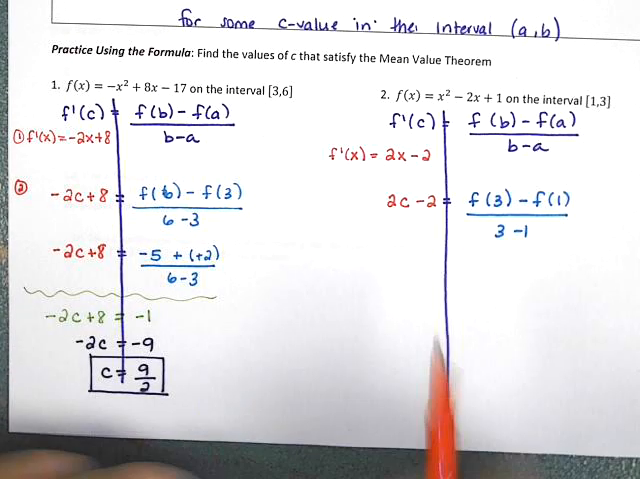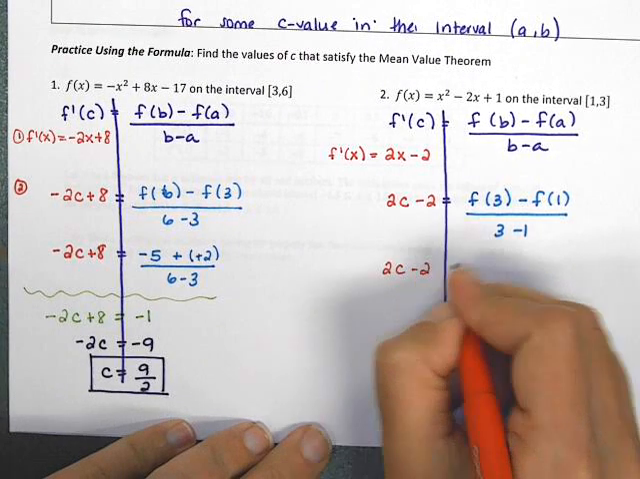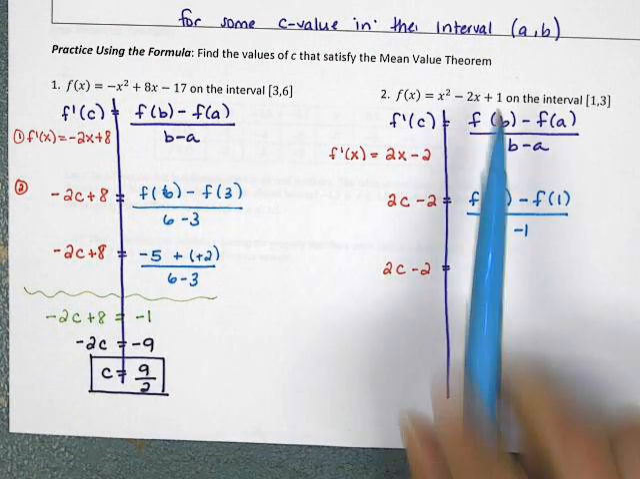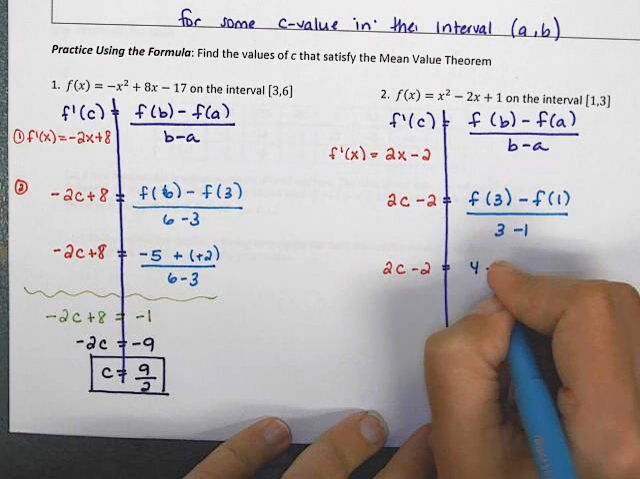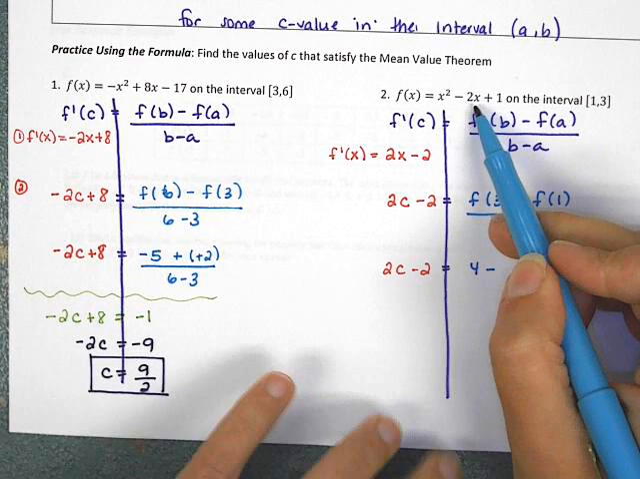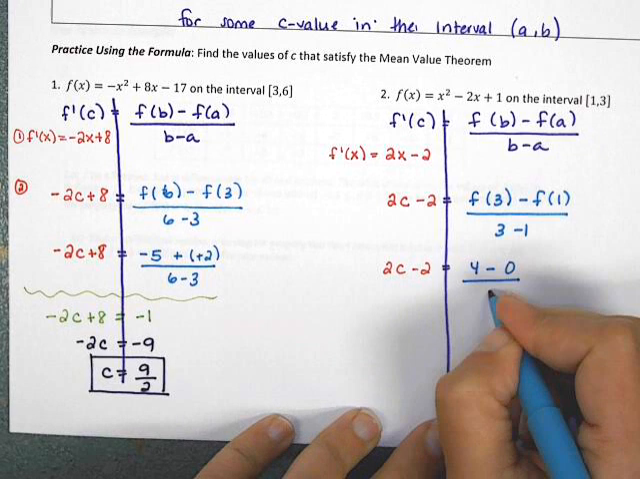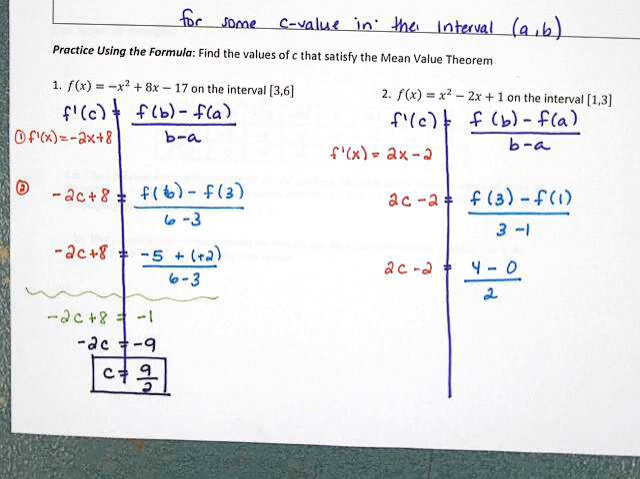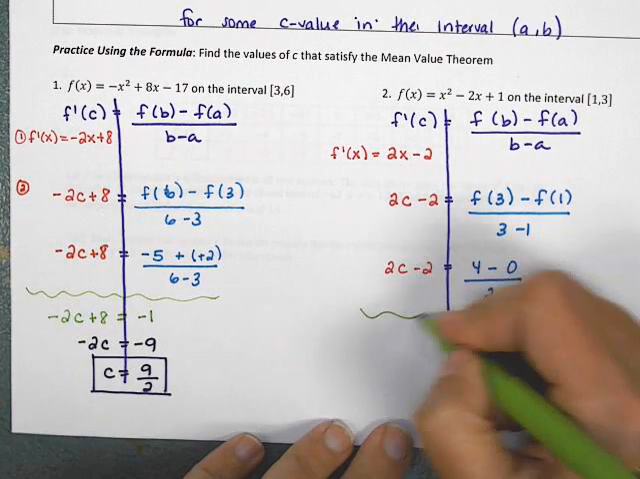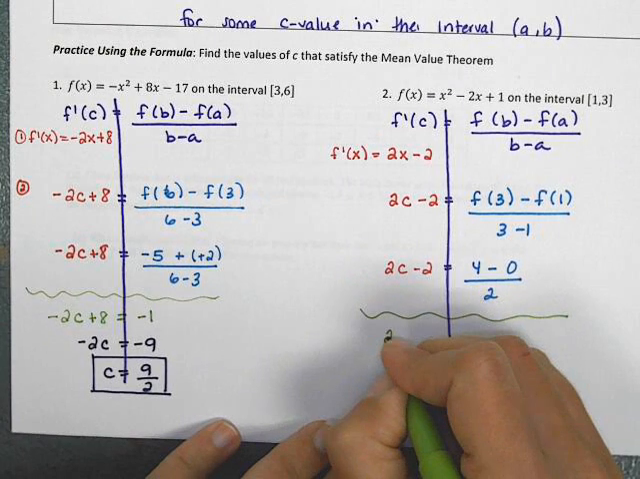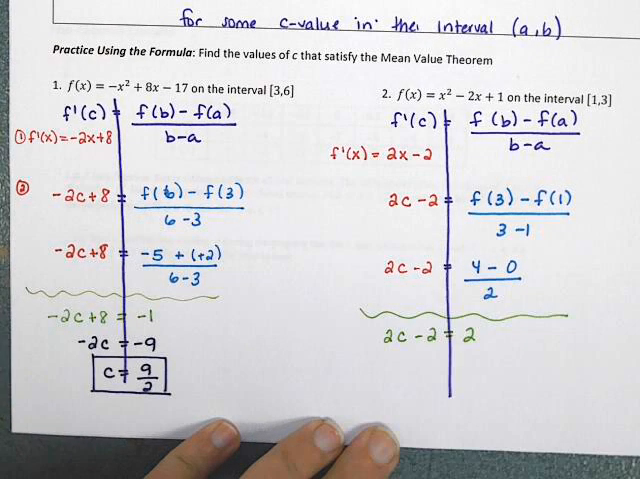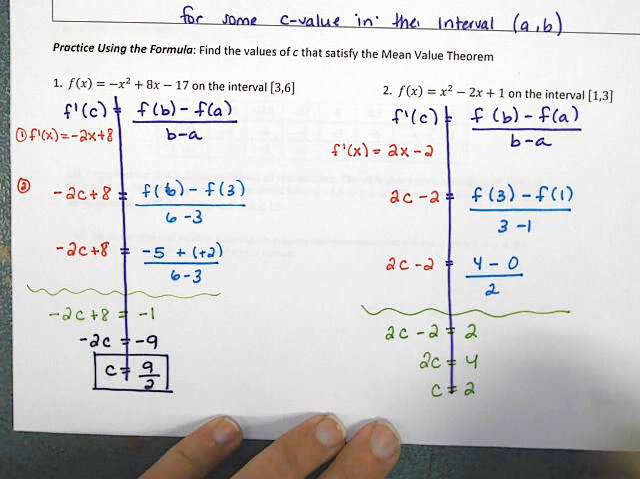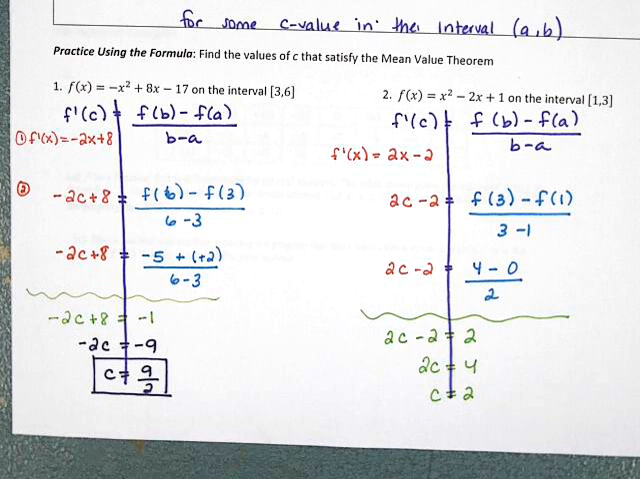Now, in order to figure out f of 3 and f of 1, I would just take those numbers and plug them into my original equation. So if I plug in 3, I get 9 minus 6, which is 3, plus 1 is 4. If I plug in 1, I get 1 minus 2, which is negative 1, plus 1 is 0, all over 2. And 4 divided by 2 is 2. So my final equation, the one that I'm going to solve, is going to be 2c minus 2 equals 2. If I add the 2 on both sides, I get 4. And if I divide, I get 2. So that would actually be my final answer.